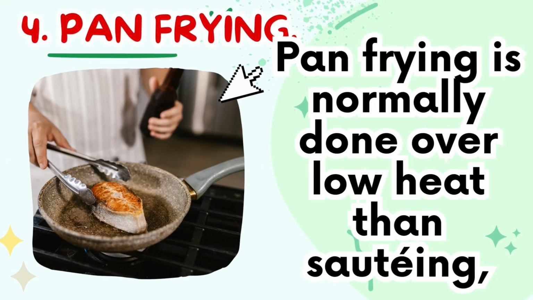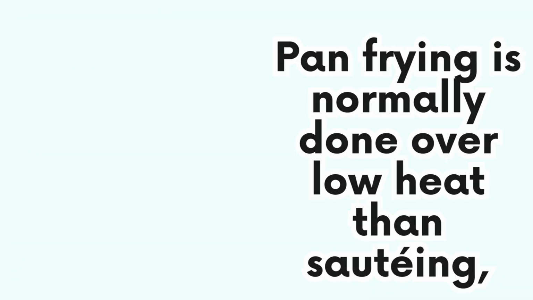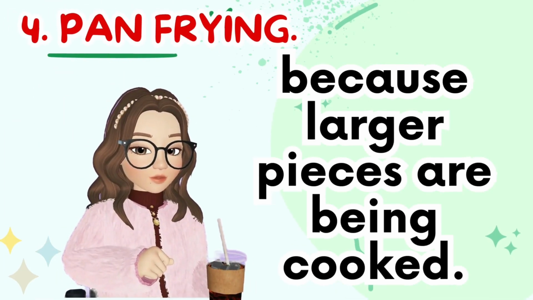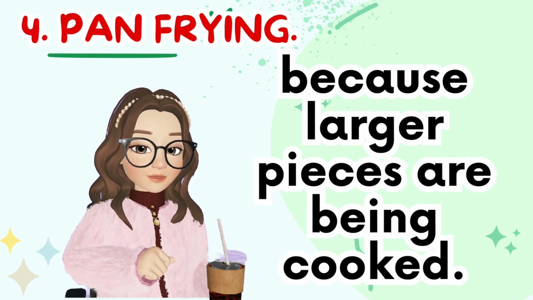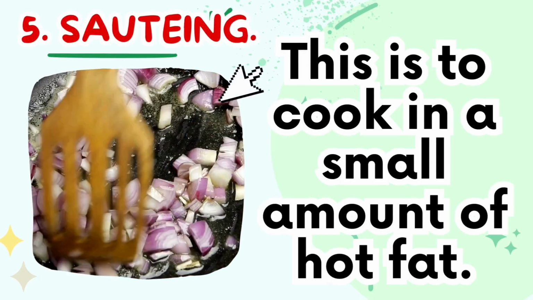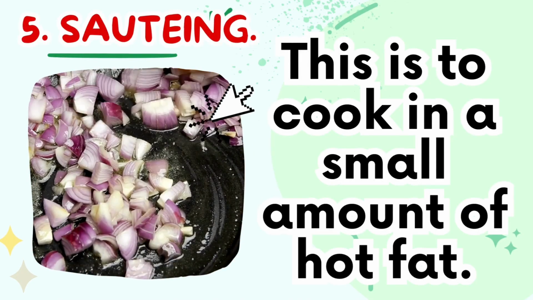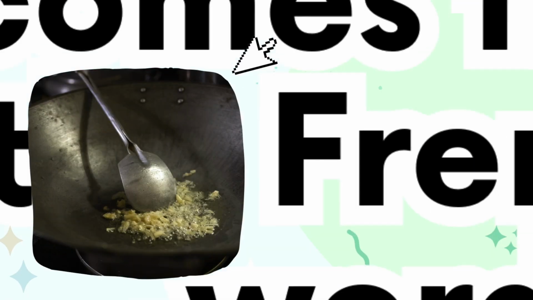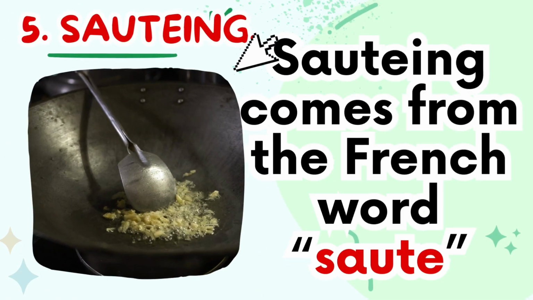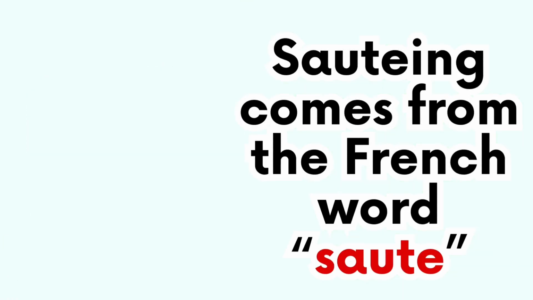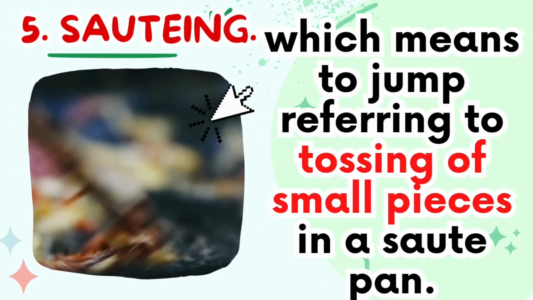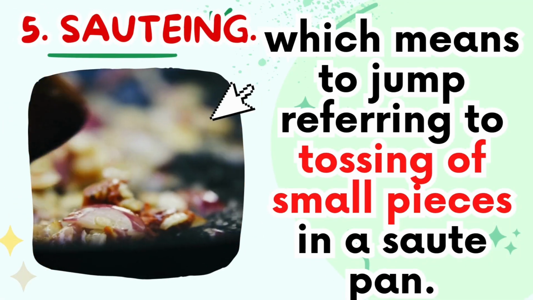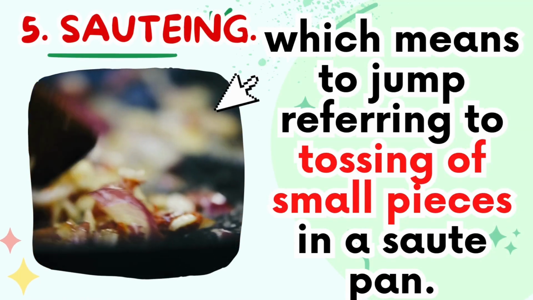Number 4. Pan frying is normally done over lower heat than sautéing because larger pieces are being cooked. Number 5. Sautéing. This is to cook in a small amount of hot fat. Sautéing comes from the French word sauté, which means to jump, referring to tossing of small pieces in a sauté pan.